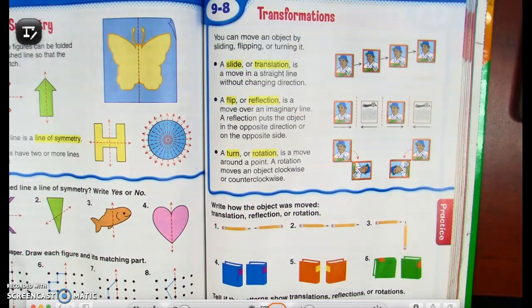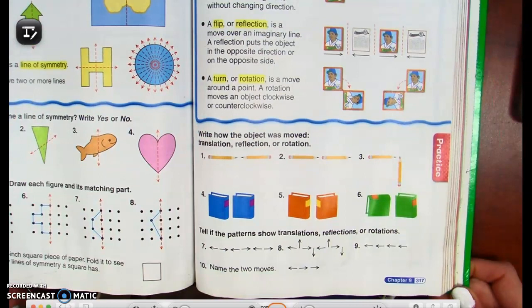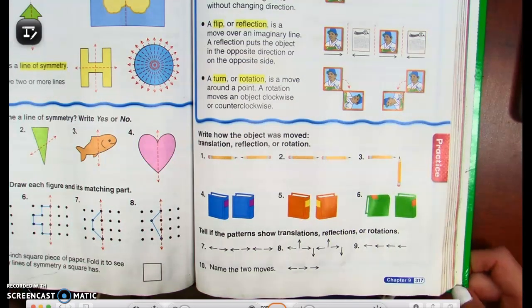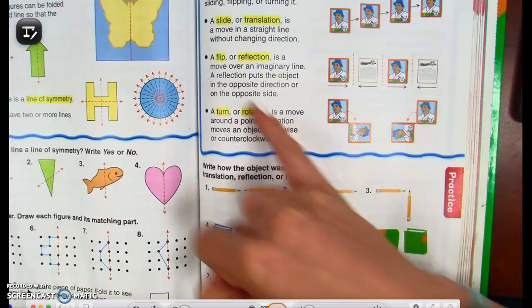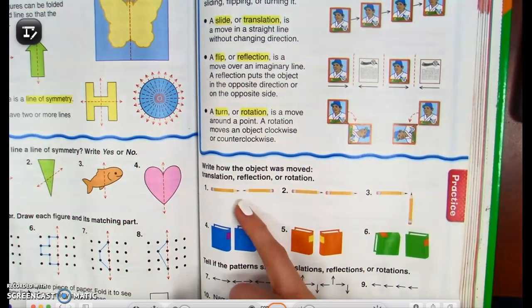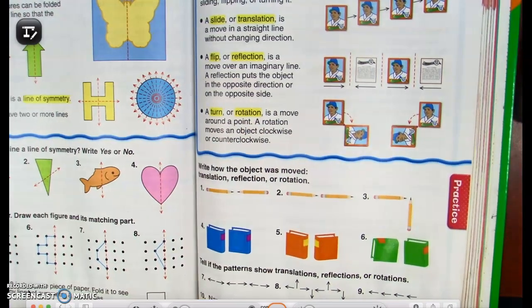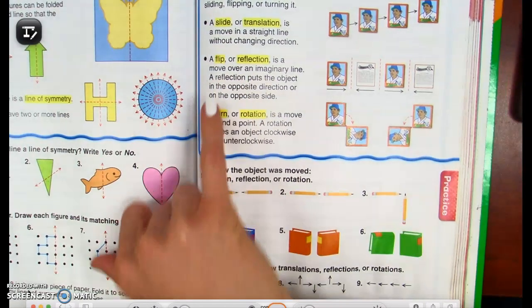So what you're going to do is write how the object was moved: translation, reflection, or rotation. So if you get stuck using the vocabulary, translation, reflection, or rotation, just know that it also means slide, flip, or a turn. So translation is a slide, reflection is a flip, rotation is a turn. So don't let that terminology confuse you. Just remember slide, flip, and turn.